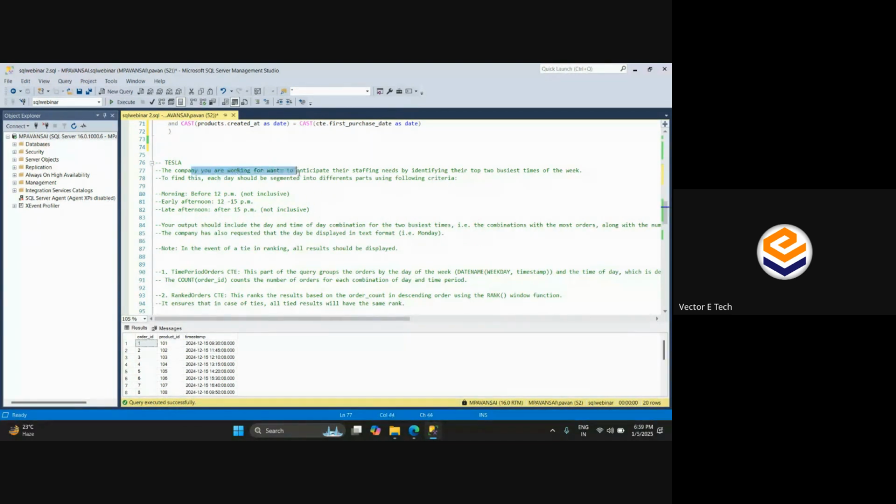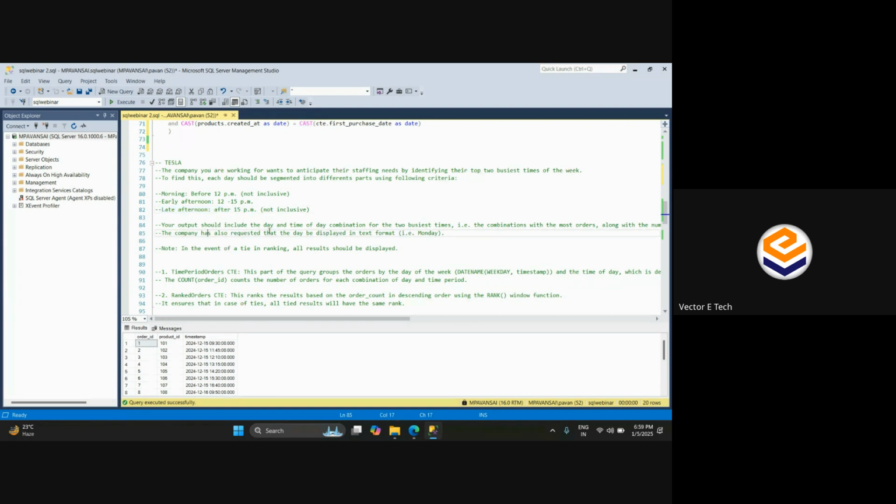The company you're working for wants to anticipate their staffing needs by identifying their two busiest times of the week. Or I could say the top two busiest times of the week. To find this, each day should be segmented into different parts using this criteria. Before 12 p.m., we should call it morning. Between 12 and 15, we call it early afternoon, or else it is late afternoon.